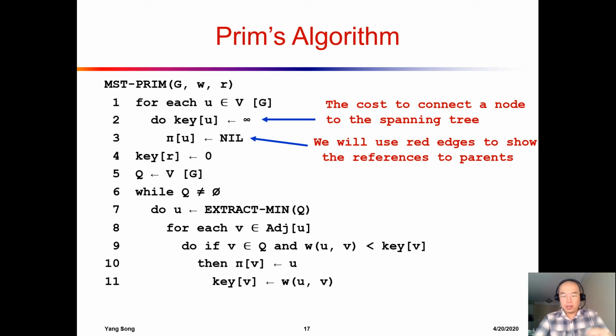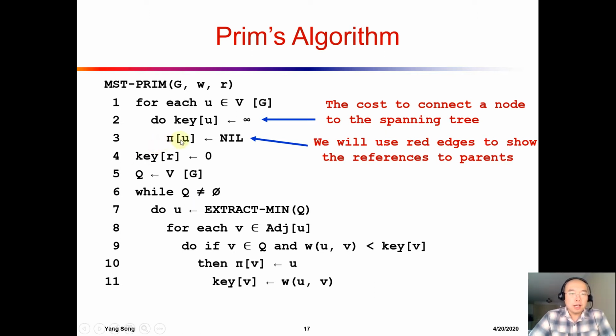Okay, let's continue and see the code of Prim's algorithm. Let me warn you first, this is not an easy algorithm. To understand that it's not easy, and when we want to analyze this code, it's even harder. So to make things easier, let me explain two of the important parts.